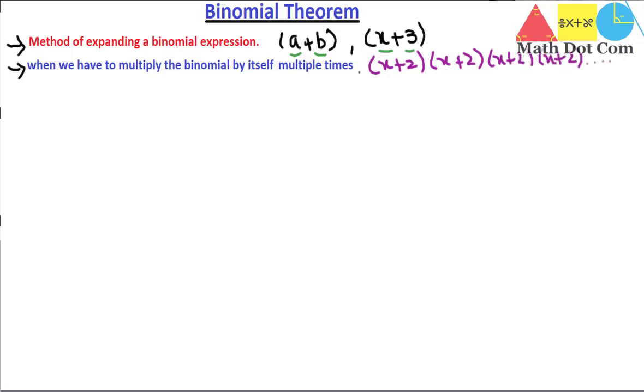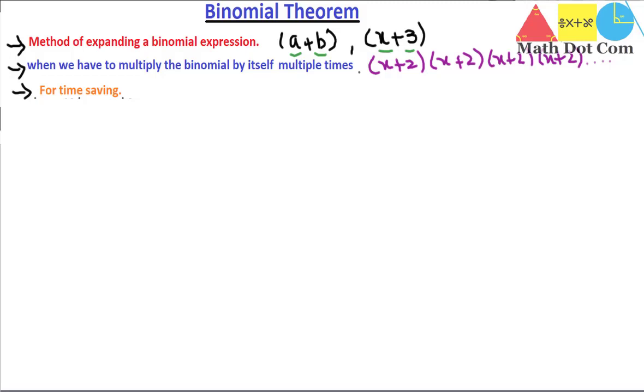How will you multiply the binomial expression by itself multiple times? It's a long process and will be time consuming. So you need to use the binomial theorem instead of multiplying multiple binomial expressions together using the normal method of multiplication. So this is the point when you have to use the binomial theorem. Now the next thing is, what is the need of using the binomial theorem? The need is time saving.